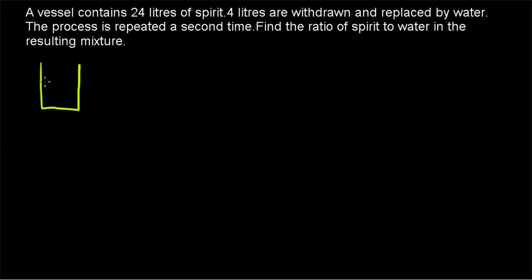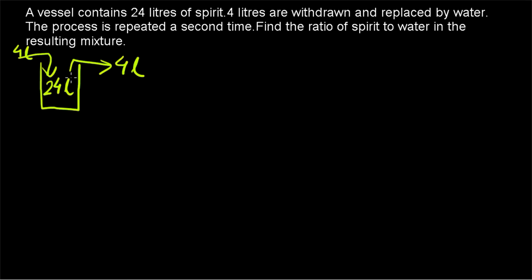We have a vessel containing 24 liters of spirit, and we withdraw 4 liters of spirit and replace it with 4 liters of water. The process is repeated a second time. So again 4 liters of the mixture, which now has spirit and water, is taken out and again replaced with 4 liters of water. So our resulting mixture will be a mixture of water and spirit.